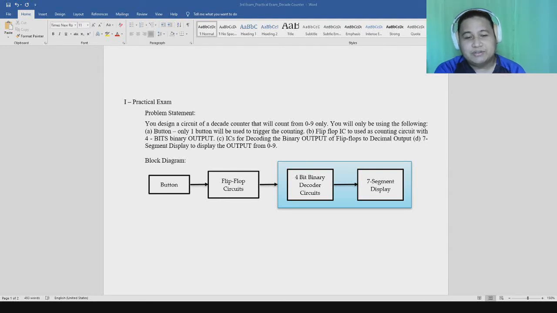So, good day everyone. Today we'll be discussing our practical exam. So, we are given a problem statement. You design a circuit of a decade counter that will count from 0 to 9 only.